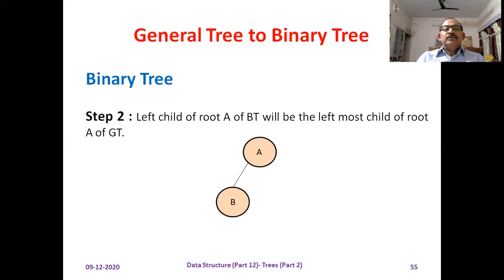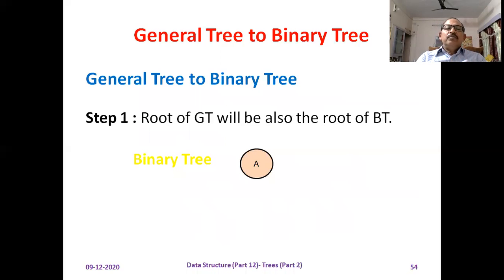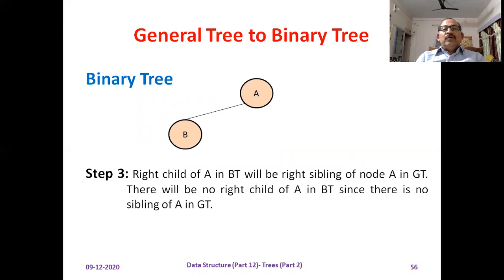Let us see. Leftmost child of A, you can see, is the B. Therefore, we will make B as the left child of the binary tree. Here you can see in the figure. Okay. Now, next step. The right child of A in a binary tree will be the right sibling of node A in the general tree.